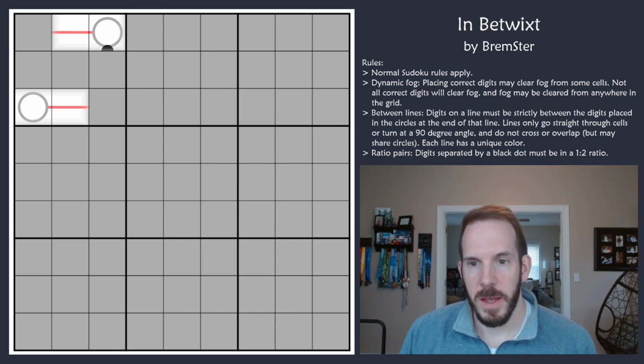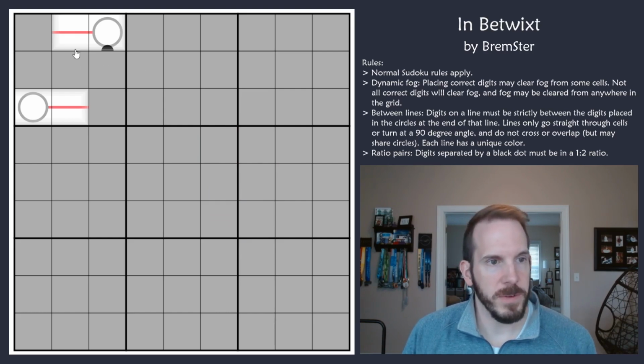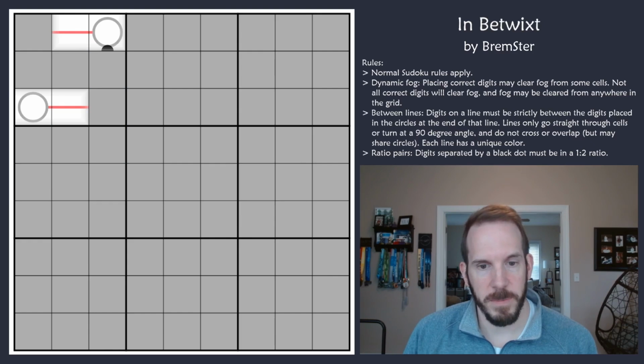Now there's a few other rules since this is a fog puzzle. Each line is going to have a unique color. So this one's red, and there's presumably going to be other colors in the grid somewhere. The lines do not overlap or intersect one another, so we can't have two different lines entering the same cell. Also, the lines either go straight through the cells, or they turn at a 90-degree angle. So we're not going to have any between lines with a 45-degree angle in those cells.